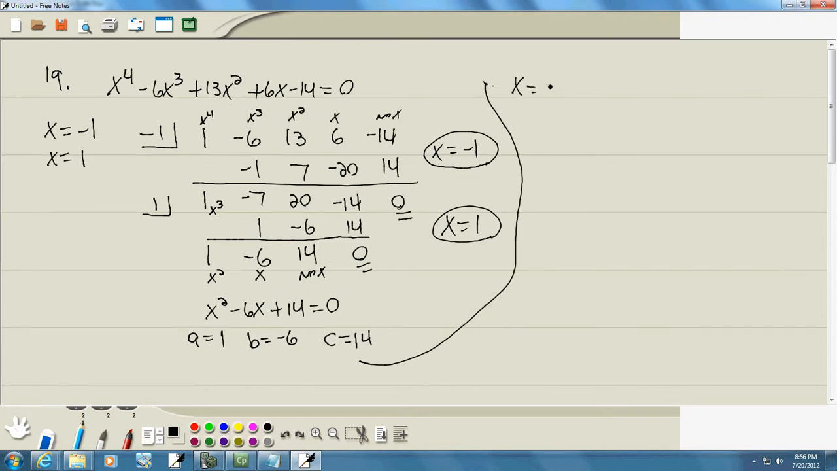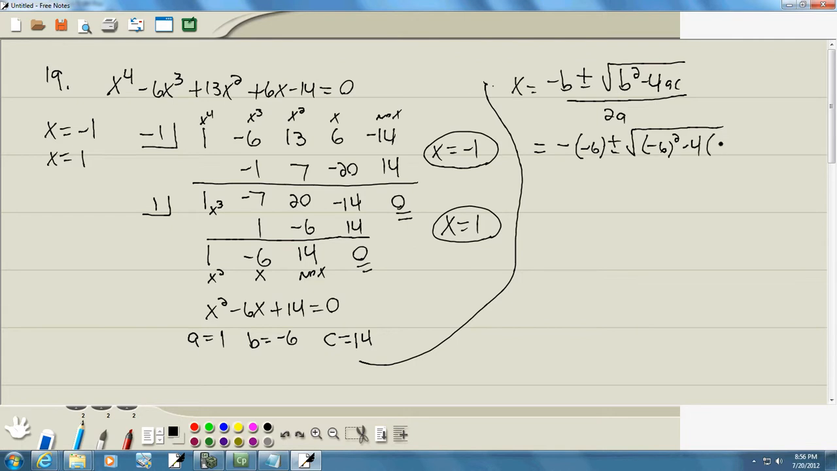And our quadratic formula is -b plus or minus the square root of b squared minus 4ac, all over 2a. So we got -b, which was -6. So we got -6 plus or minus the square root of -6 squared minus 4 times a, which is 1, times c, which is 14, all over 2a, so 2 times 1. Well, negative negative gives us a +6, plus or minus the square root of -6 squared is 36, minus 4 times 1 is 4, times 14 gives us 56.